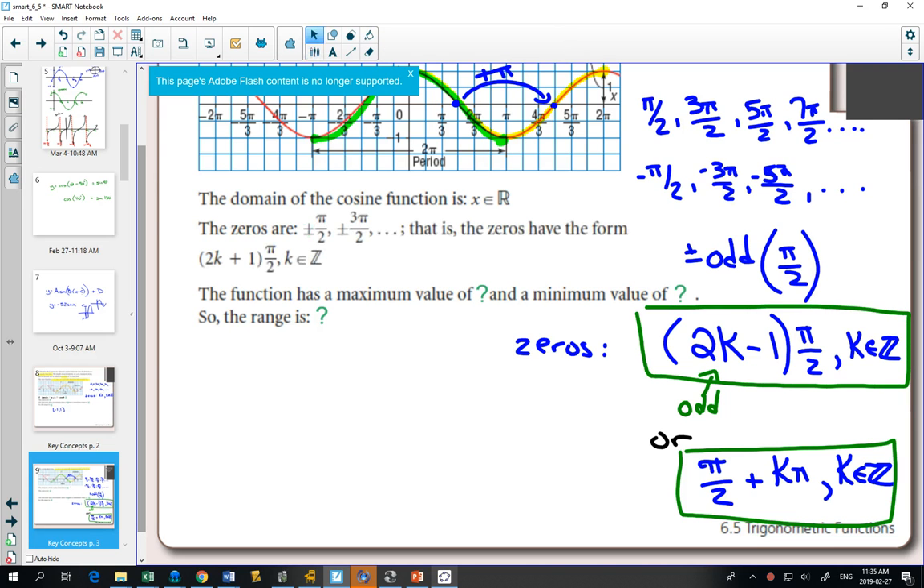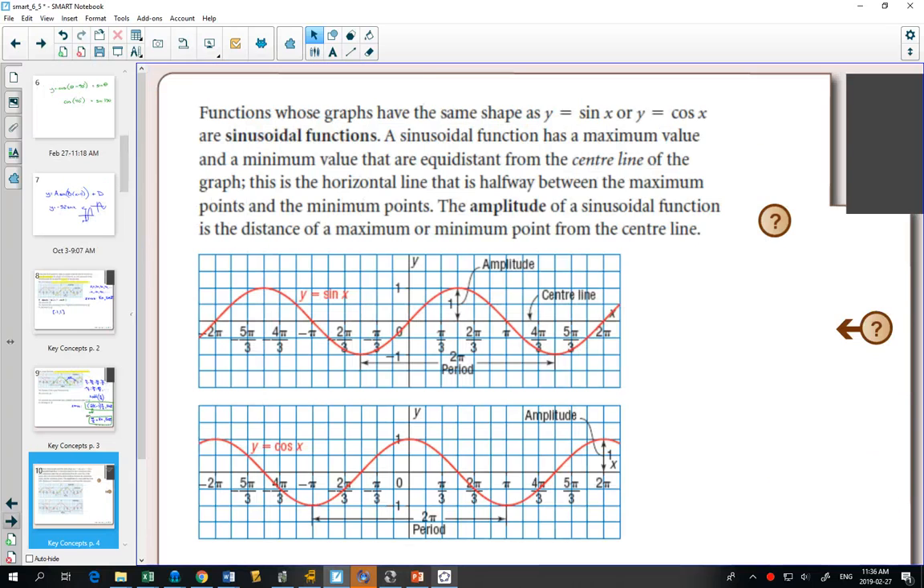I think your textbook kind of, no, they chose 2k plus 1. Adding 1 or subtracting 1 from an even number makes an odd number. And just like sine, we've got a maximum of 1, a minimum of negative 1, and the range is from negative 1 to 1. Okay? Some other things to highlight.